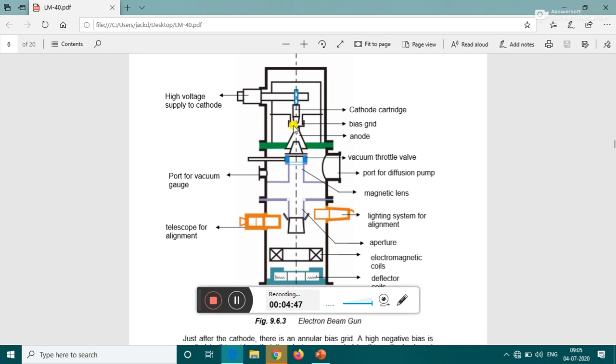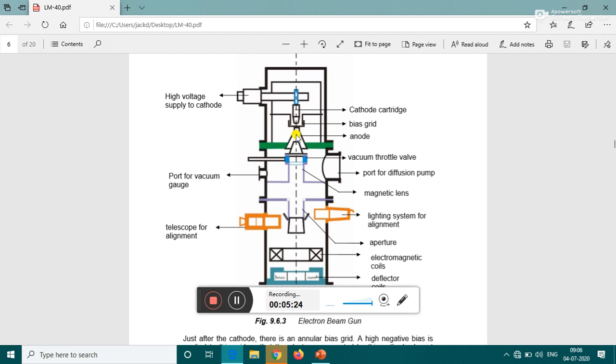Now after the cathode, here you can see a bias grid. It is written bias grid. It is again negatively biased. Now this bias grid, being negatively biased, won't collect the electrons, but it concentrates the electrons. It gives an order to the electrons, and it gives the shape of a beam to the electrons that were produced from the cathode.